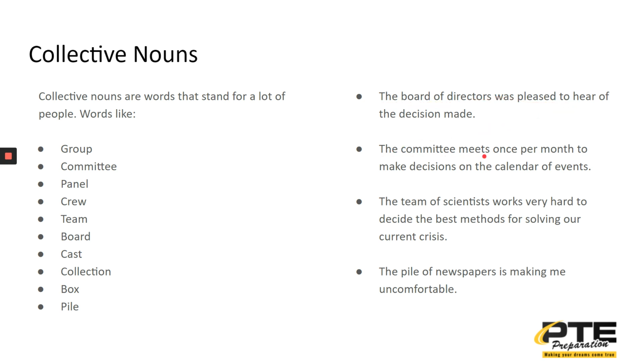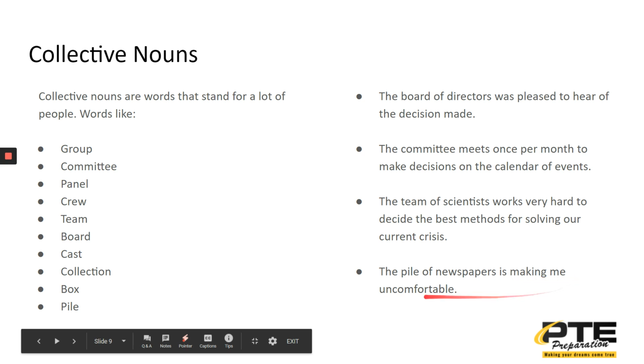The committee meets once per month to make decisions on the calendar of events. So again, the committee, even though it has more than one person, is still third person singular. The team of scientists works very hard to decide the best methods for solving our current crisis. So again, even though whatever comes afterwards, of scientists, the point of scientists is to further describe team. The team of something. It could be any word. And even if that word is plural, you will still stay with a third person singular word. The pile of newspapers is making me uncomfortable.